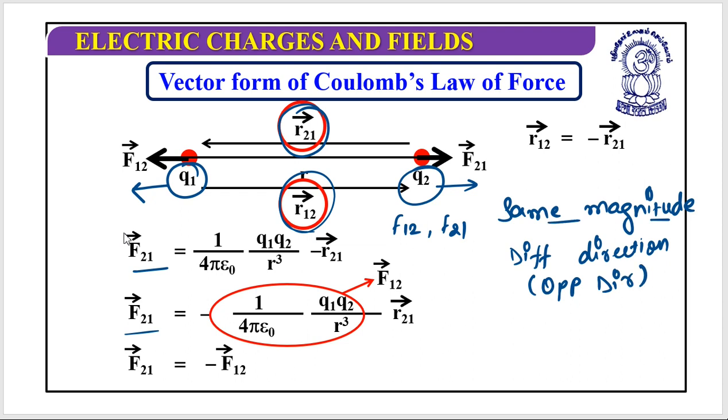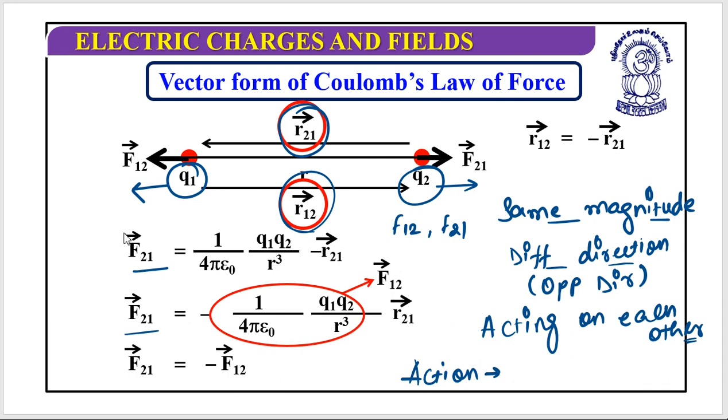Same magnitude, opposite directions, and acting on each other. This is all we require to produce an action-reaction pair. And one more thing, they are not in contact.